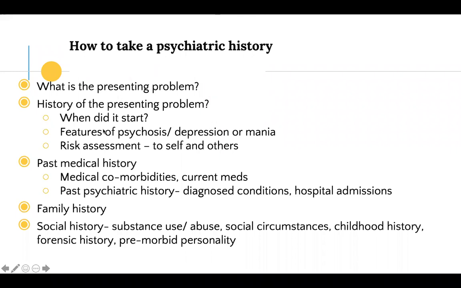Social history, again, super important. So any substance use, alcohol, illicit drugs, their social circumstances, if they have no fixed abode, if they're in hostels, if they're at home, if they have a good support group at home, if they have a family at home. Any childhood history is also quite important, if they've had any previous significant life events. Forensic history, if they've ever been in trouble with the police, as well as any premorbid personality traits such as obsessional components to their personality, to give you an idea of obsessive compulsive disorder.